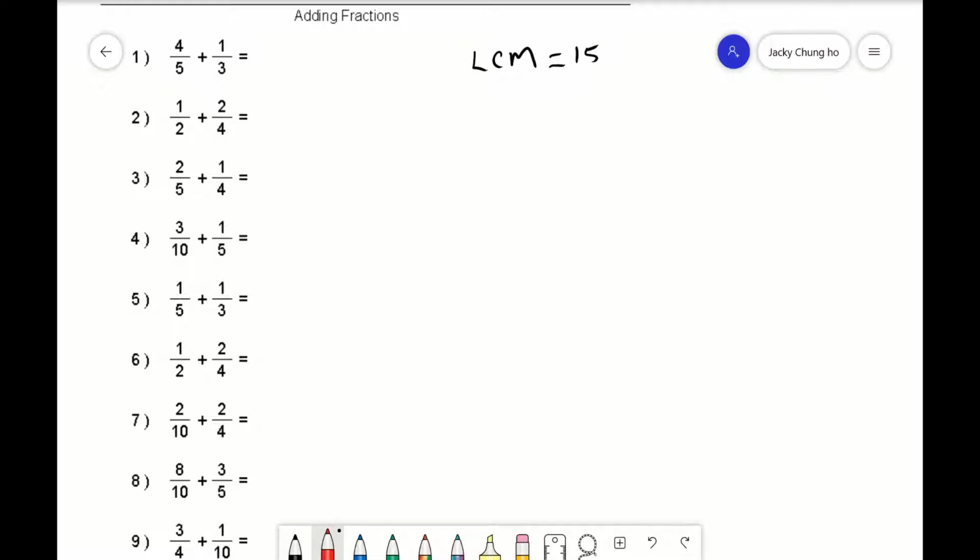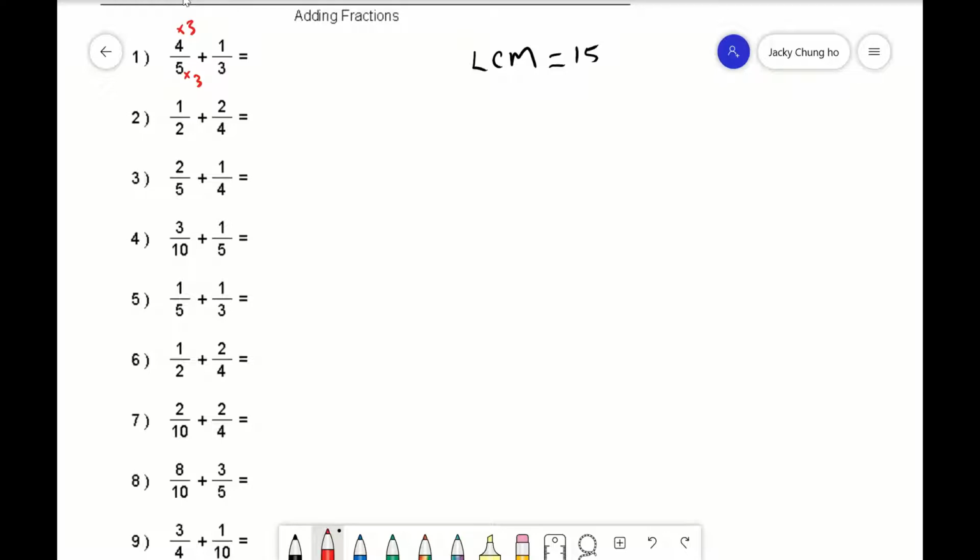The second thing, if you remember, will be ask yourself how can each denominator get to the number of 15. So the first fraction, you have 4 over 5. 5 times 3 will get you to 15. And because I multiply by 3 at the denominator, you have to do that to your numerator as well.